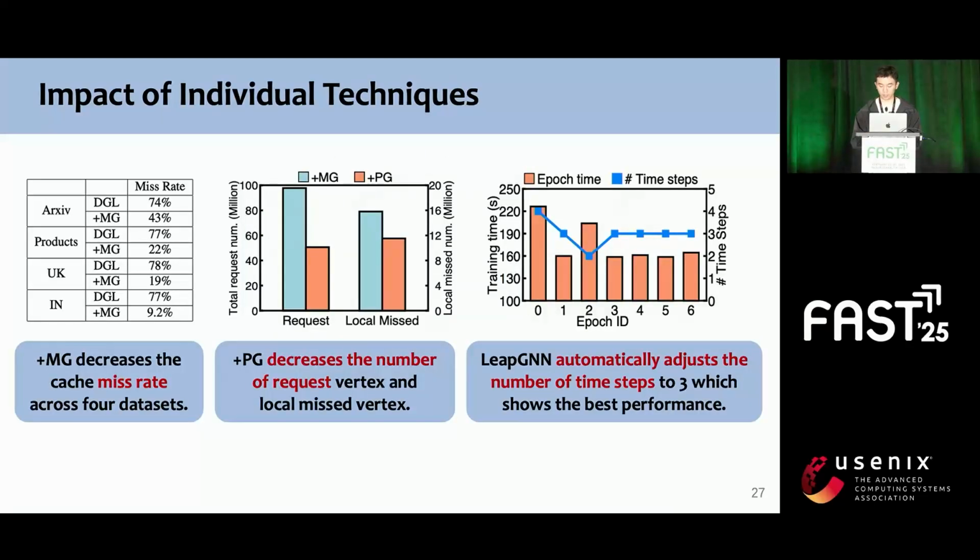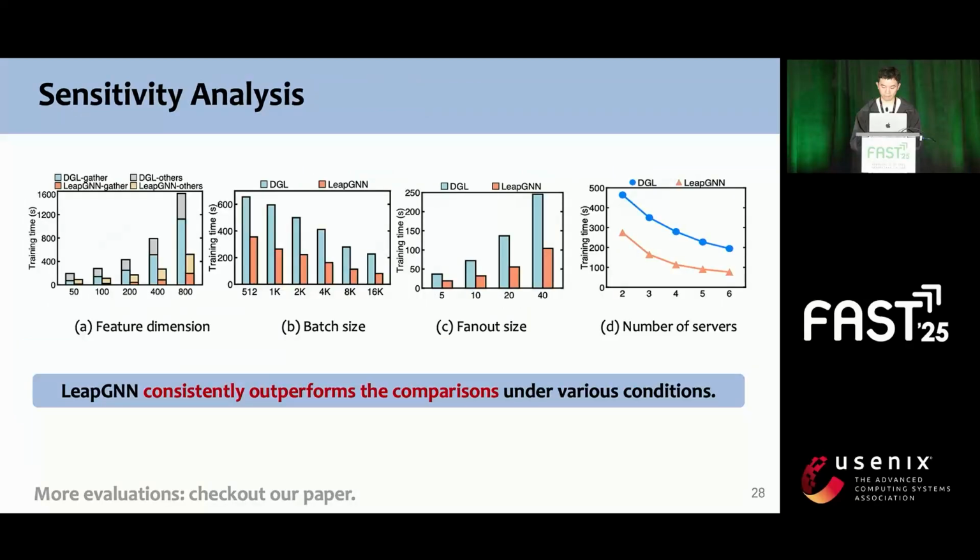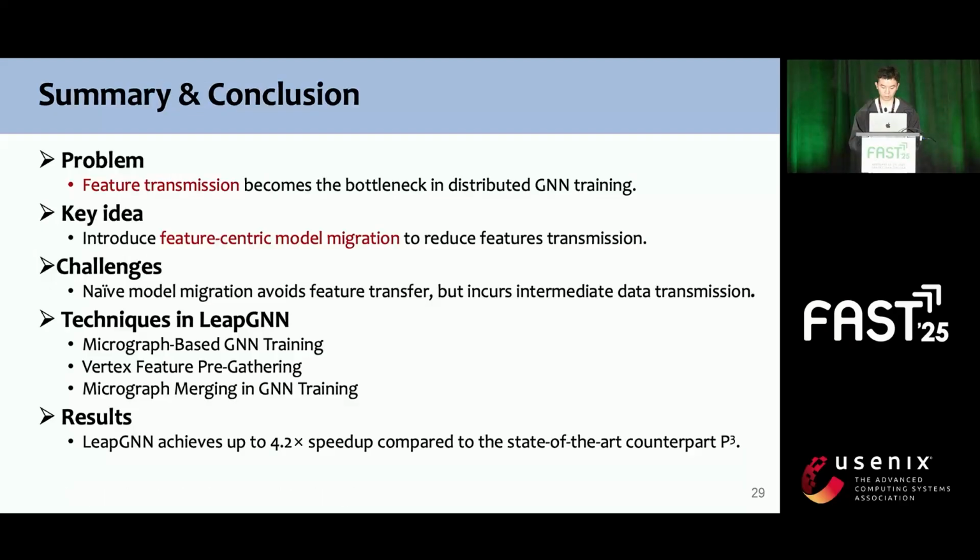Here are more details. The first technique significantly reduced the local miss rate of features. The second technique minimized redundant feature requests. And the third technique adaptively adjusted the number of time steps in an iteration, automatically balancing performance improvement and additional overhead. Additionally, we tested LeapGNN by varying feature dimensions, batch sizes, fan-out sizes in sampling, and the number of distributed servers. The results show that LeapGNN consistently outperformed the alternatives. For more evaluation results, please check out our paper.